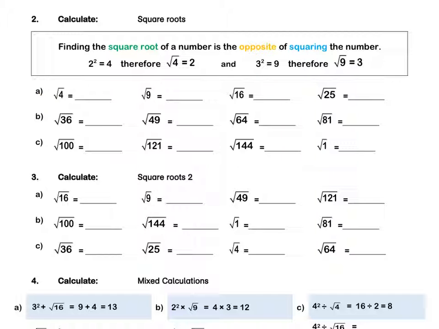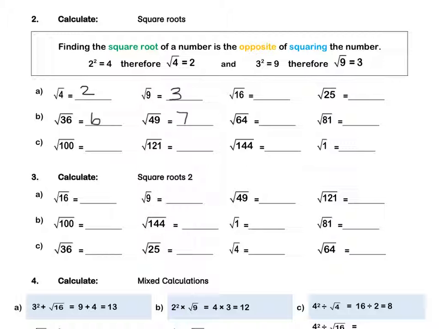Let's look at A. The square root of 4 is 2 because 2 squared is 4. The square root of 36 is 6 because 6 squared is 36. The square root of 9 is 3 because 3 squared is 9. Lastly, the square root of 49 is 7 because 7 squared is 49.